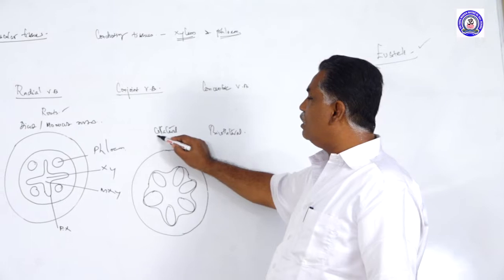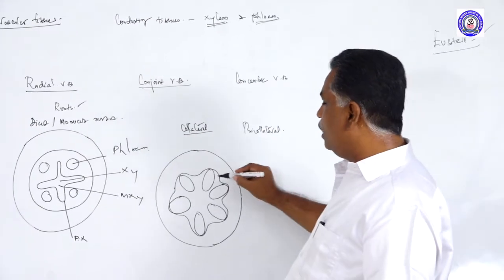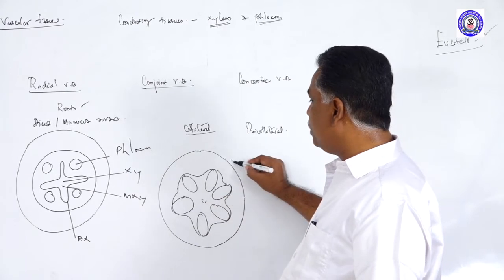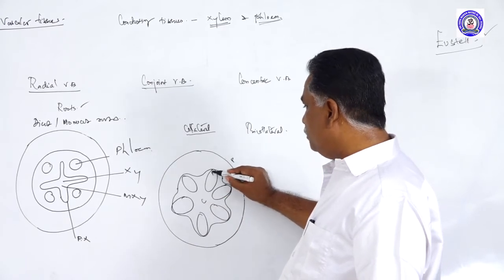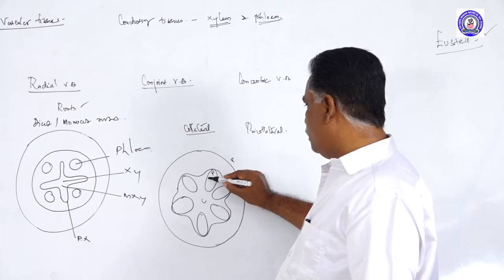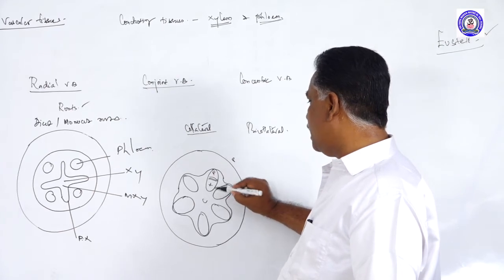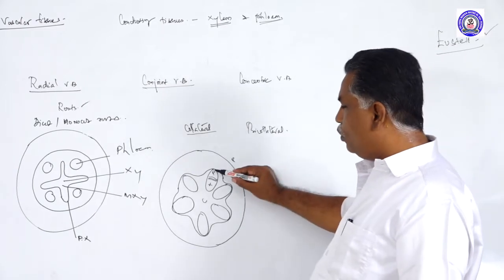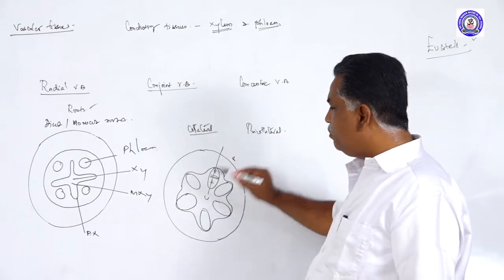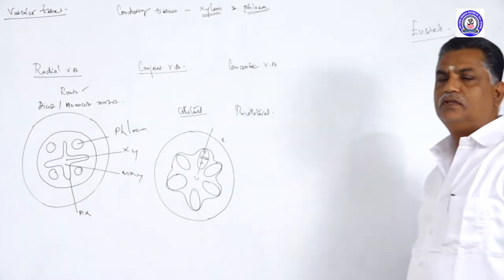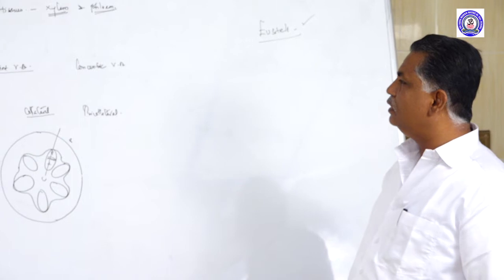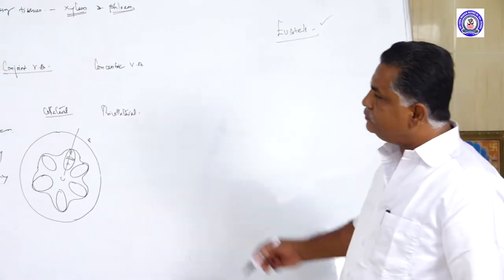And what is a collateral vascular bundle? You see, this is the periphery, this is the center. Here is phloem and here is xylem. See the position of xylem and phloem. Phloem and xylem are lying in the same radius. This is called collateral. Conjoint collateral.